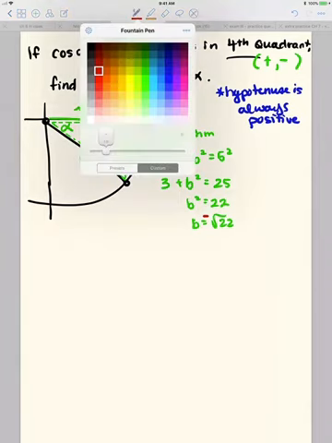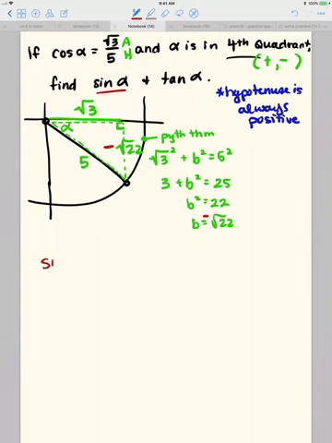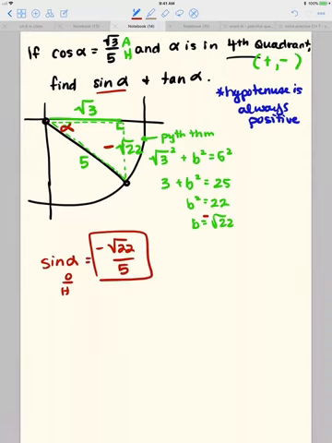So when you go to answer questions like, what is the sine of alpha? That's the ratio of opposite over hypotenuse. So in reference to alpha from the origin, we get negative square root of 22 over 5 as our sine ratio. And for tangent of alpha, again, it's in reference to the alpha at the origin. It's opposite over adjacent, and that's the square root of 22 over the square root of 3.